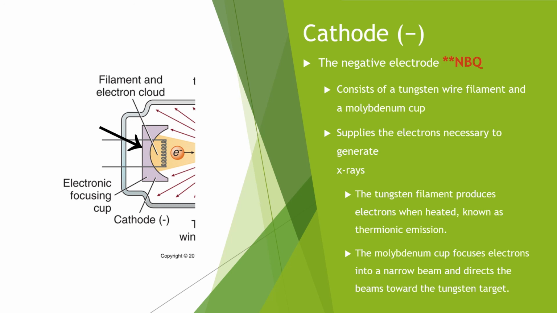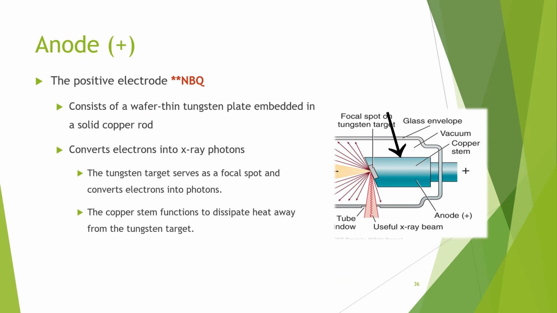And then here we have the molybdenum cup, which focuses electrons into a narrow beam and directs them toward that tungsten target, which is in the anode. All right, so those electrons are sent over from the cathode to the anode, and the anode is positive. So this positive electrode, which will probably be on your boards, consists of a wafer-thin tungsten plate, which is embedded inside a solid copper rod.